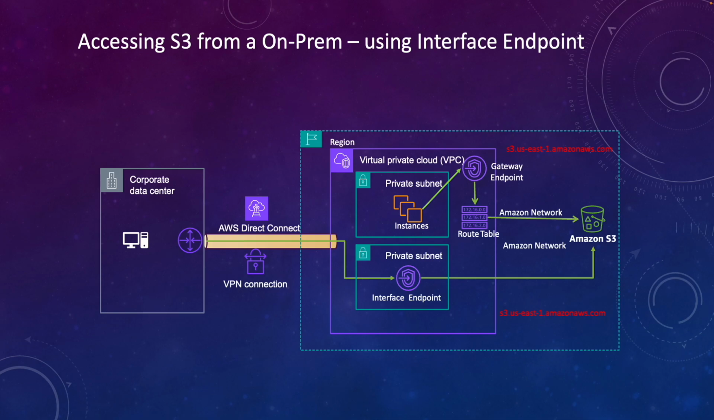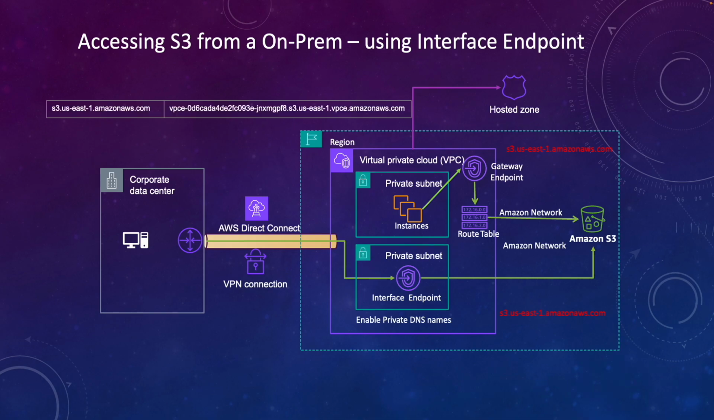For that, what can we do? We need to take a couple of steps to make it work. The very first step is we need to enable the private DNS name. When we enable the private DNS name, it creates a private hosted zone and associates it with the VPC. This private hosted zone is created by AWS, managed by AWS, and is not visible to us. So if you go to Route 53, you won't see that private hosted zone. And in that hosted zone, it creates a CNAME which maps your DNS name s3.us-east-1.amazonaws.com to the regional endpoint of your interface endpoint.